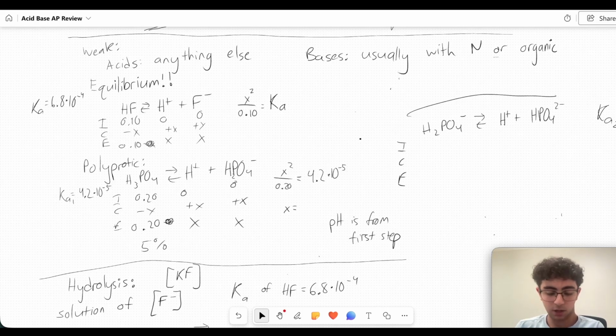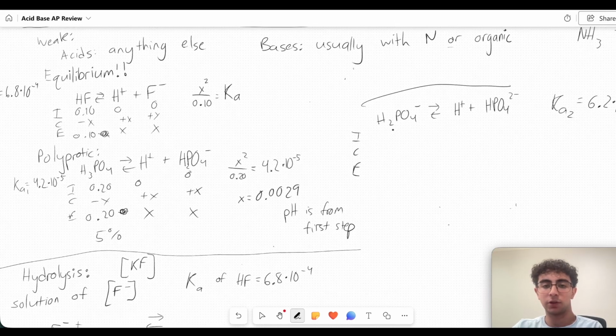So I could solve for x in my calculator now. And when I do so, I get about, with 2 sig figs, 0.0029. So now 0.0029 is our concentration of H+ and of H2PO4-. So H2PO4- is still an acid, so I can do this whole process again with another equilibrium chart.